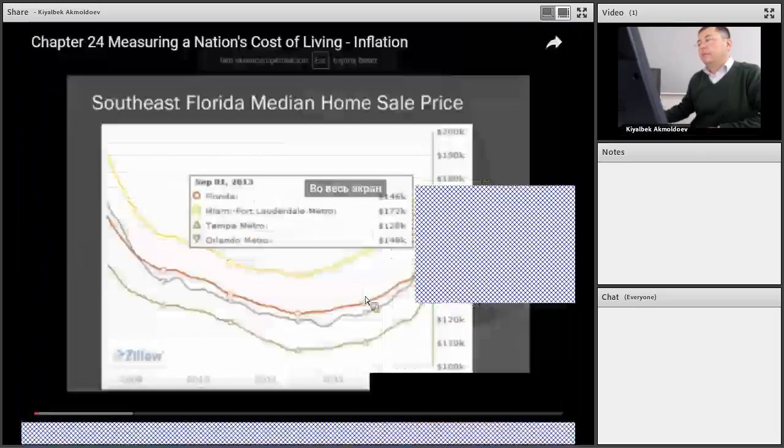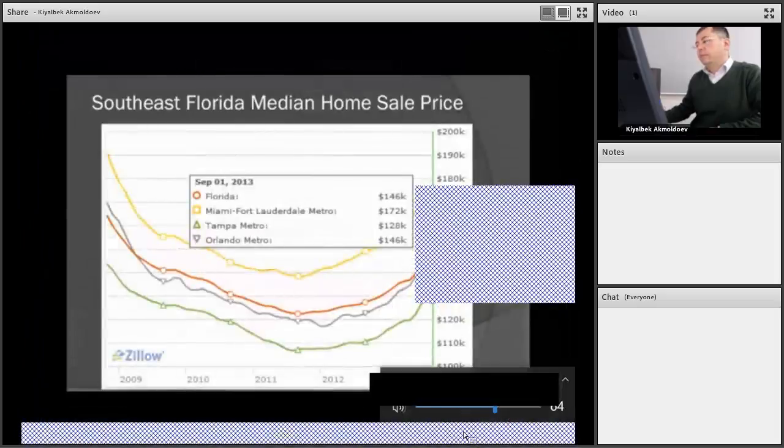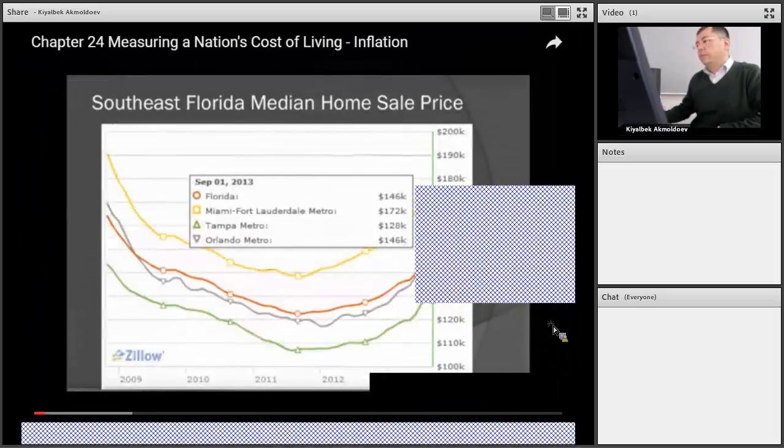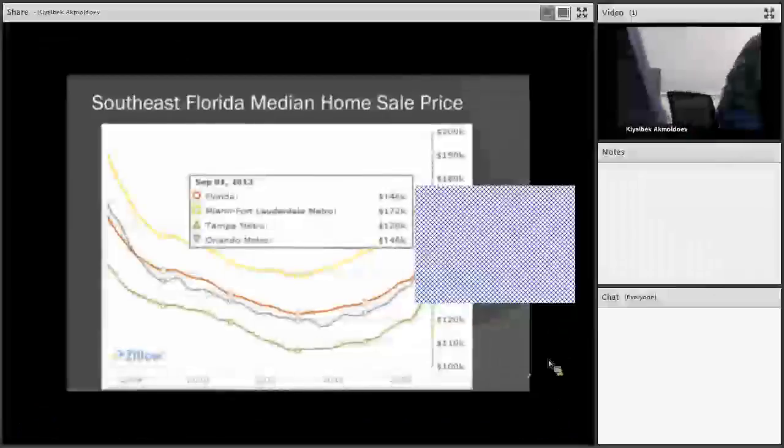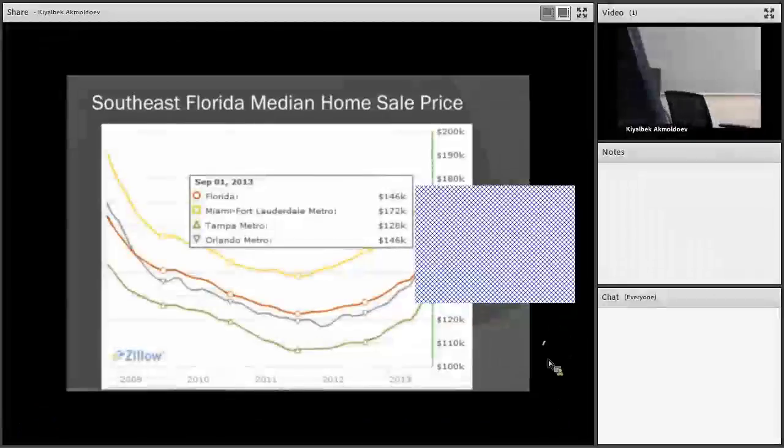Today's online lesson is going to reflect the information from Chapter 24, which is measuring the cost of living. Before we get into the actual material, the actual content, I'd like to show you a couple of graphs to illustrate the difference and distinction between different parts of the country and the cost of living. Here I have a graph of Southeast Florida, where I grew up, and the Miami-Fort Lauderdale metropolitan area, where I spent most of my life.